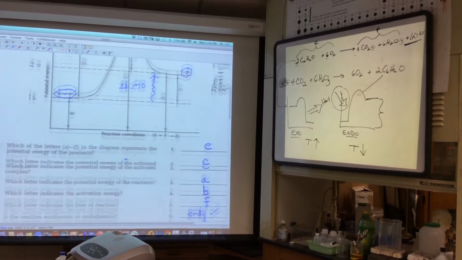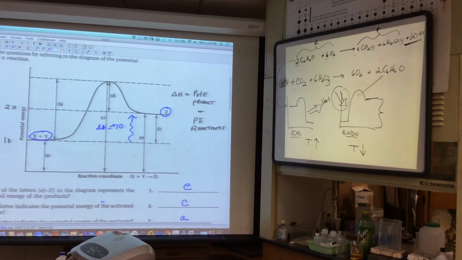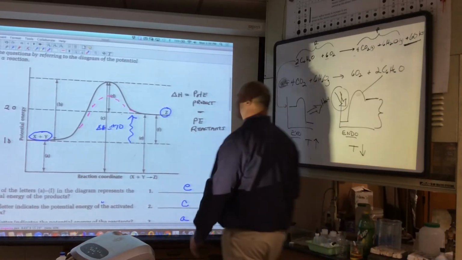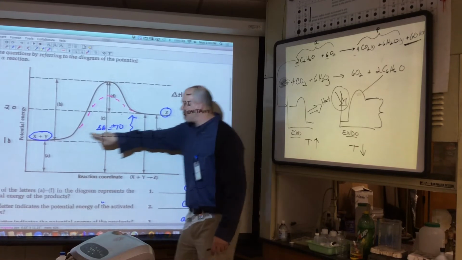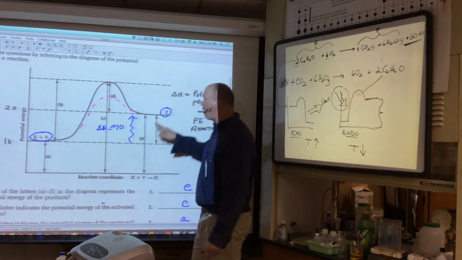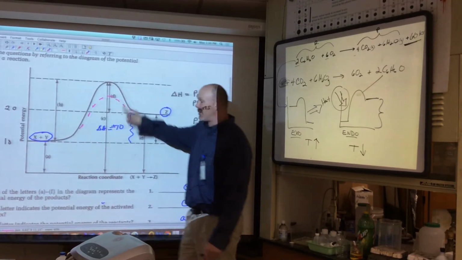Now, if a catalyst were added, that's medication. Let's add it. What's it do to my pimple? It's going to lower it. I'm going to medicate that bump. Maybe it's a wart. I don't know. But you notice I'm not changing where I start, where I finish. I'm just changing the pathway.